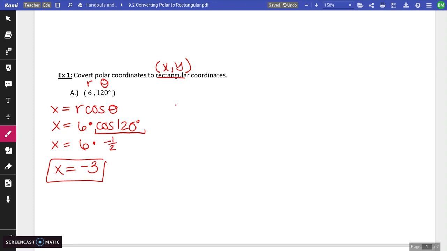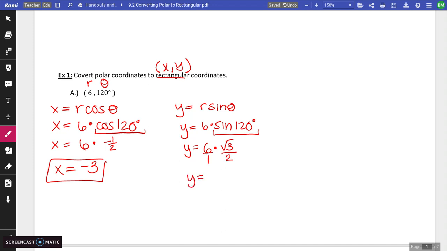I can do the same thing with y. Y equals r sine theta, plugging in 6 times sine of 120. From the unit circle, sine of 120 is root 3 over 2. When I multiply these, 6 times root 3 is 6 root 3, and 1 times 2 is just 2. I can simplify 6 divided by 2 to give me 3 root 3. So my final answer is a coordinate point: x is negative 3, y is 3 root 3.